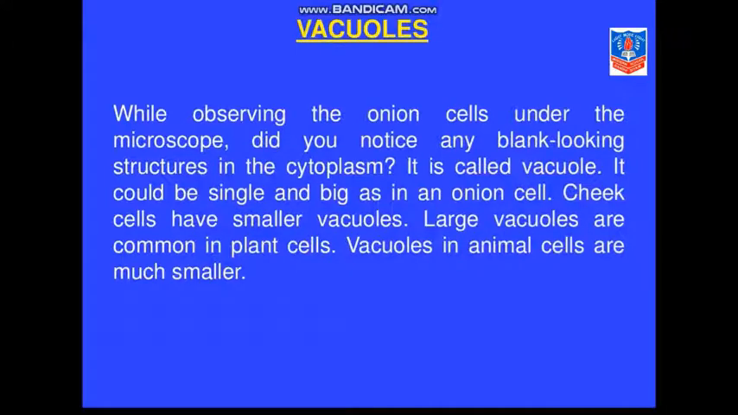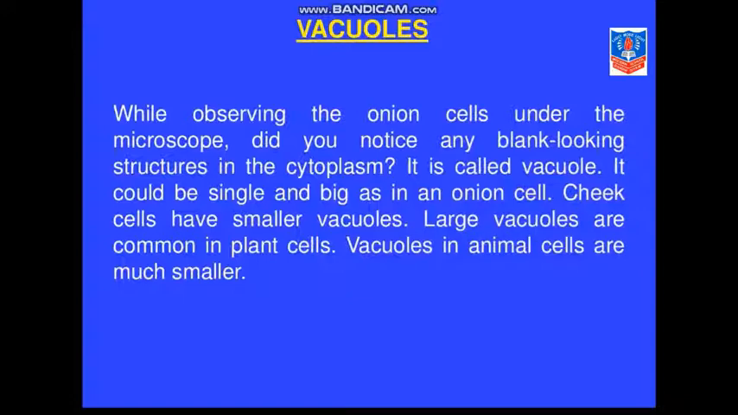Our next part of the cell is vacuoles. What are vacuoles? While observing the onion cells under the microscope, did you notice any blank looking structures in the cytoplasm? कुछ blank space होती है cytoplasm में. It is called vacuole. Vacuole means एक type of vacuum, blank space होना. So it could be single and big as in onion cell. Cheek cells have smaller vacuoles, means animal cells. Cheek cells means हमारे थे.